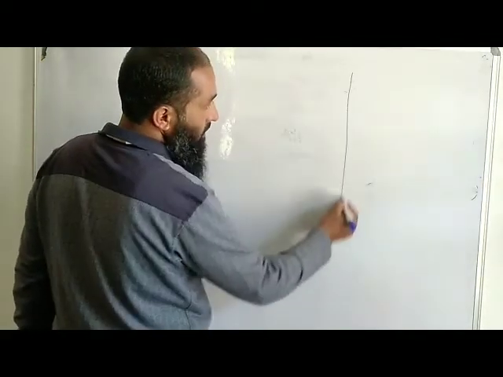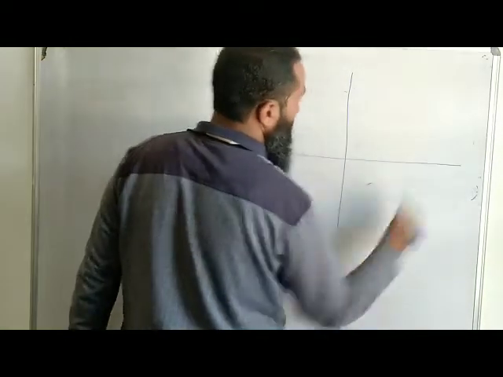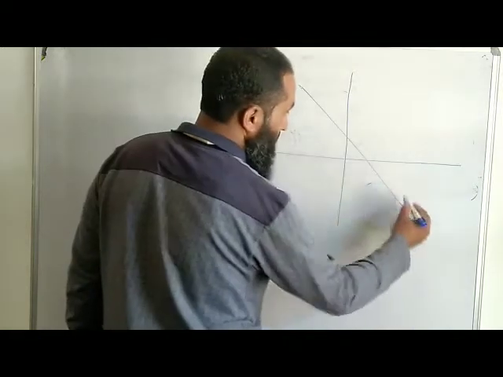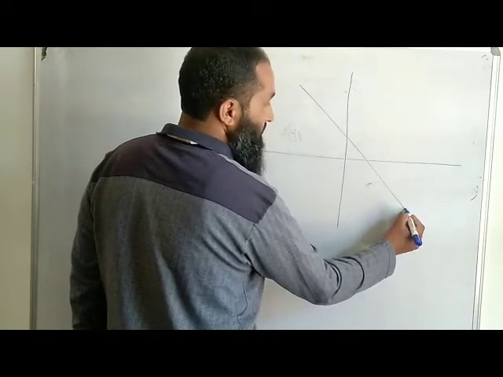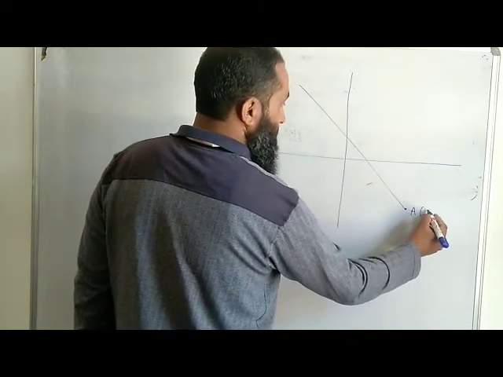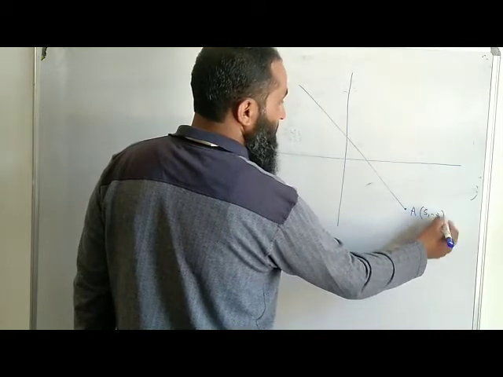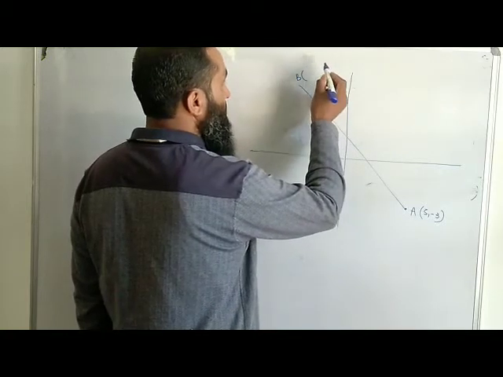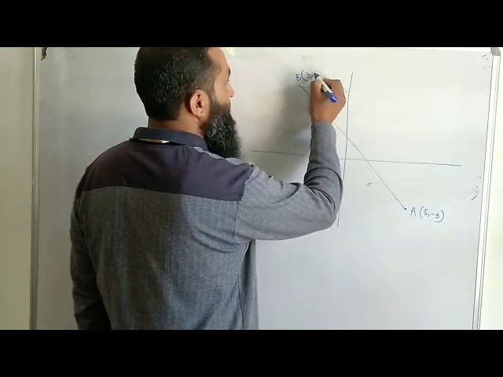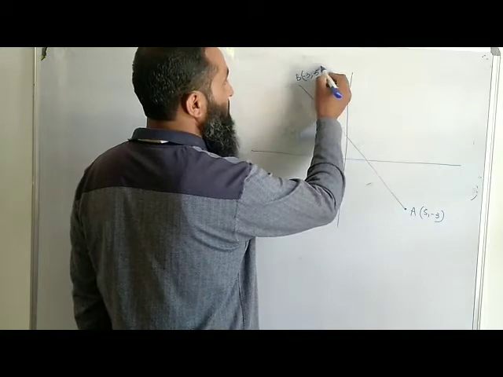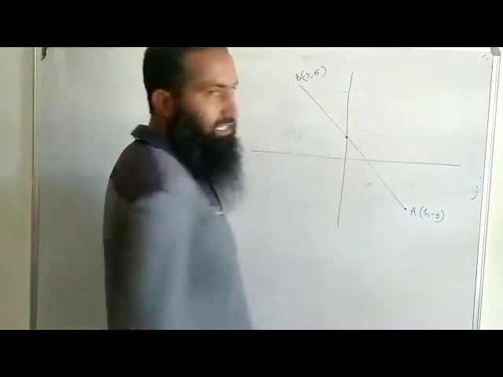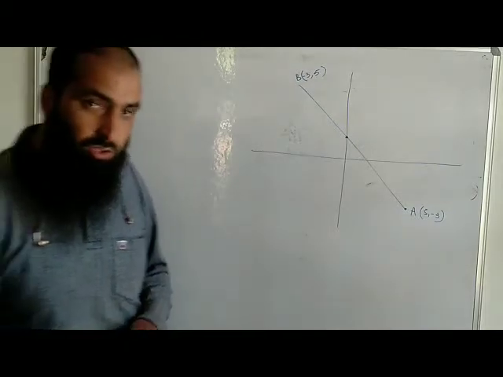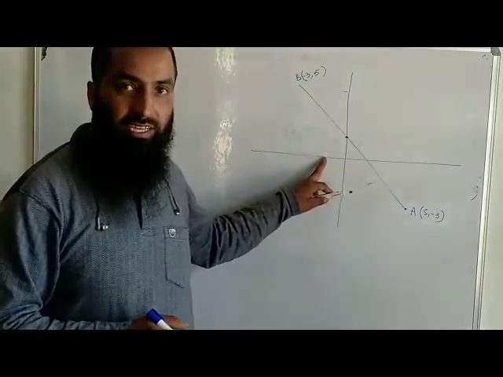Now, if this point A is (5, -3) and B is (-3, 5), intersected by the y axis. In the question we did before this, the line was intersected by the x axis.